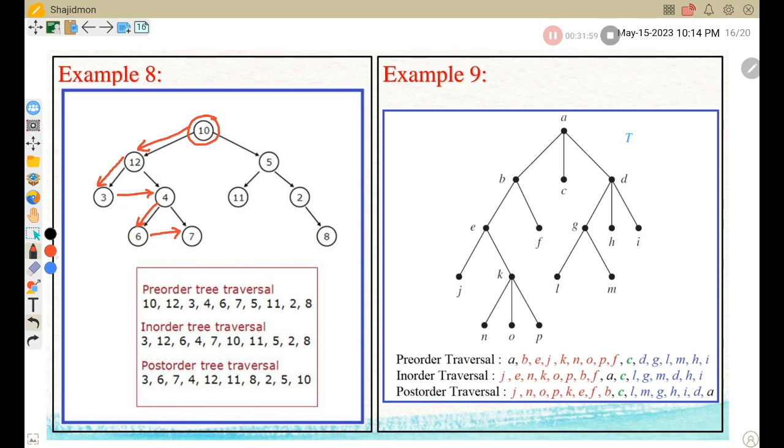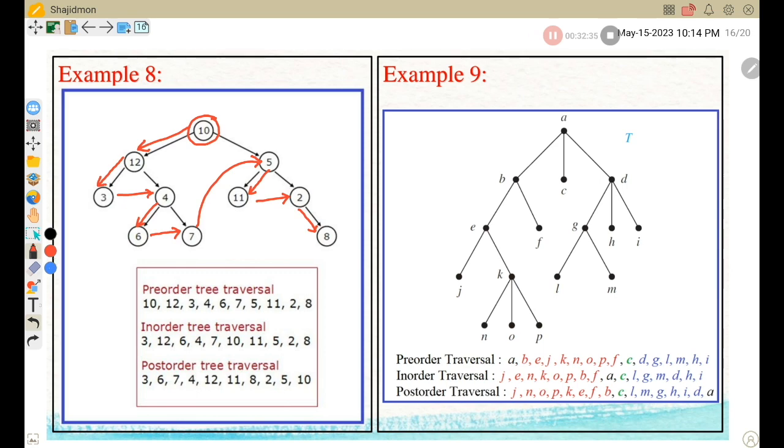After visiting 3 we need to visit 4, then we are visiting 6 and then visiting 7, correct? 4, 6 and 7. Now we need to go to the right part. What is the right part here? Right subtree, we are starting with 5 here. After 5 we are visiting 11. After 11 we are visiting the 2 node. After 2 we are visiting the 8, correct? So this is the pre-order traversal.